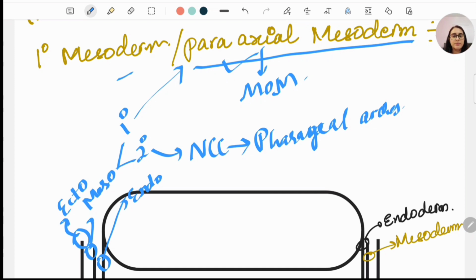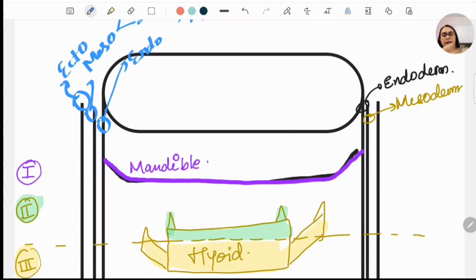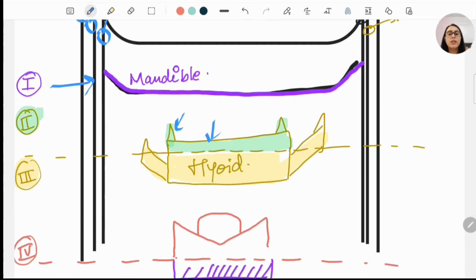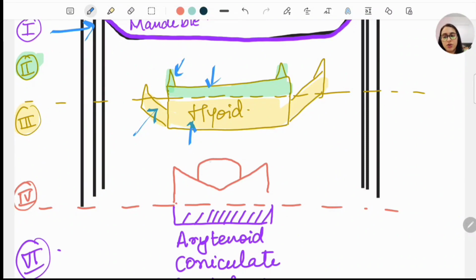So the mesoderm, secondary mesoderm, forms the neural crest cells, which in turn form the pharyngeal arches. The mandible is a derivative of the first pharyngeal arch. Second pharyngeal arch derivatives are the lesser horn of the hyoid bone as well as the upper body of the hyoid bone. Third pharyngeal arch derivatives are the greater horn of the hyoid bone as well as the lower body of the hyoid bone. Fourth pharyngeal arch contributes to the epiglottis as well as the thyroid cartilage.